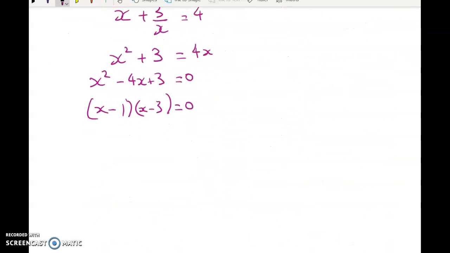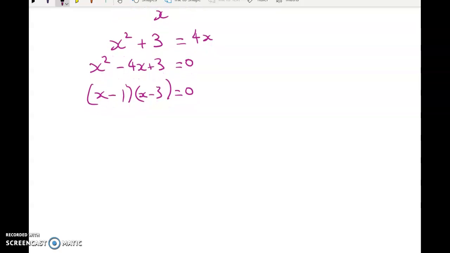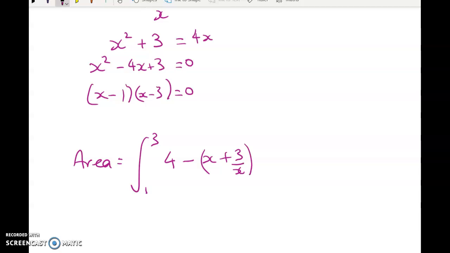So we're good to start integrating now. So the area will equal the integral from 1 to 3 of 4 minus x minus 3 over x. I'll do that really slowly there. That's what we've got. Now, it probably is worth doing it that slowly in the exam because you really don't want to muck the negative and the positive signs up there.